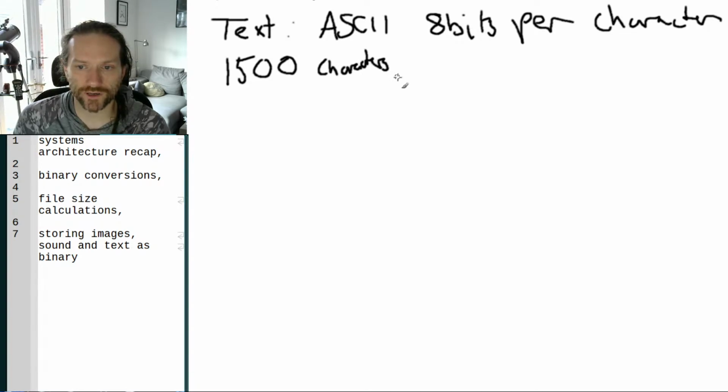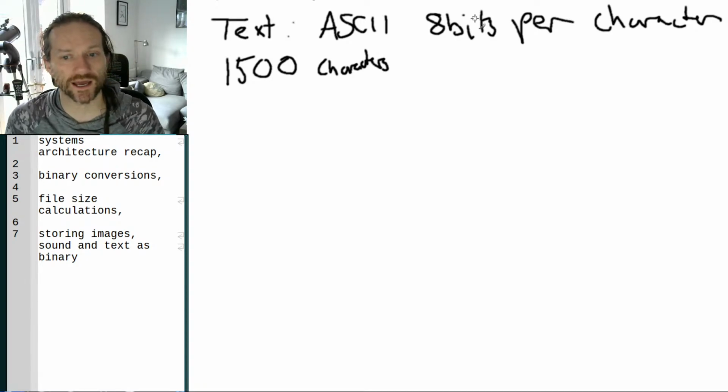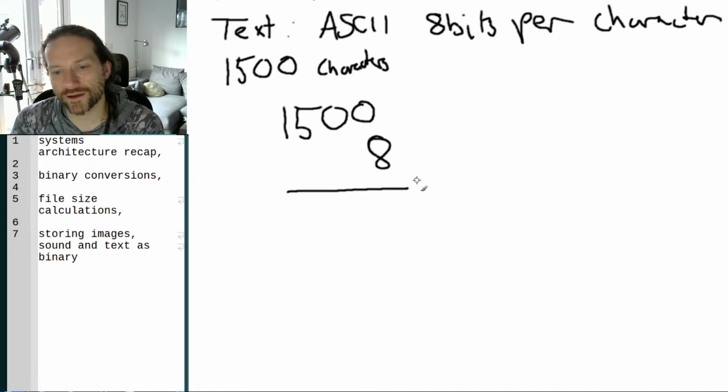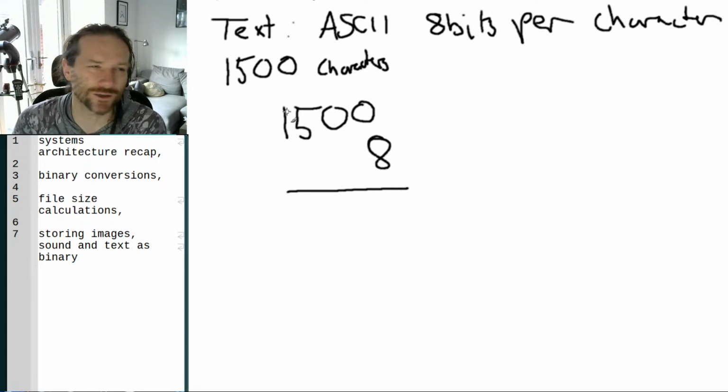Sorry about my handwriting. All we have to do is multiply the number of characters by the bits per character. That tells us how many total bits there are in that file, right? So I do 1,500 times 8. What's 1,500 times 8? What's 15 times 8? What's 5 times 8? 5 times 8 is 40.